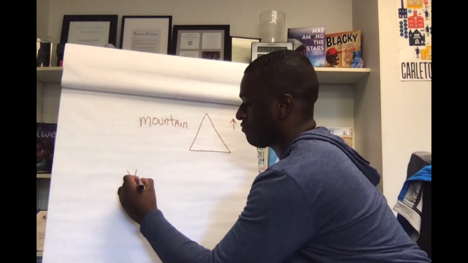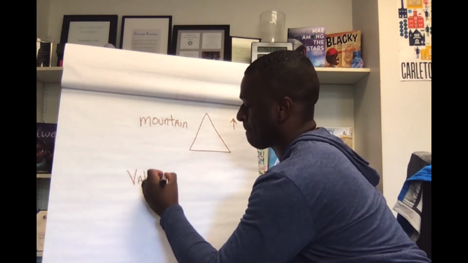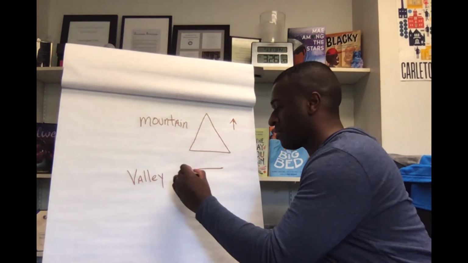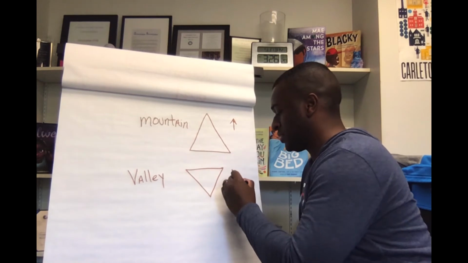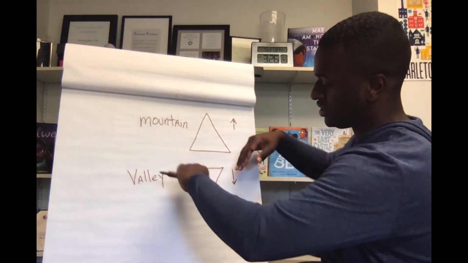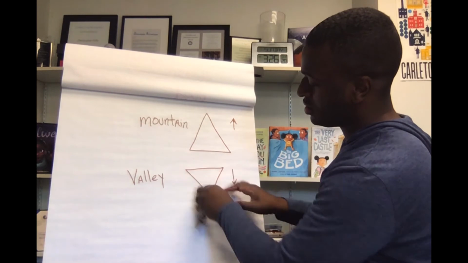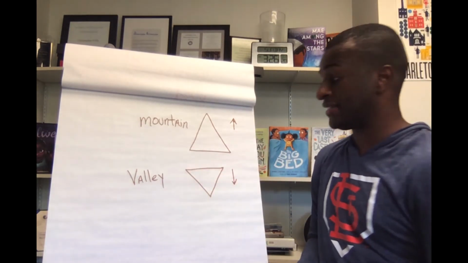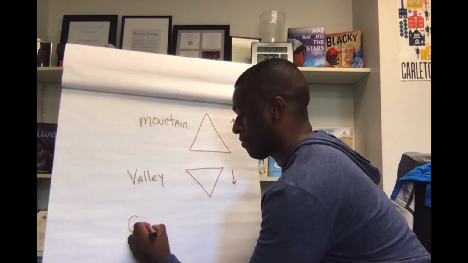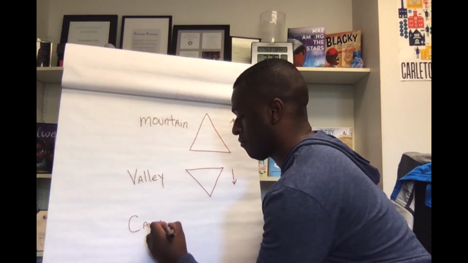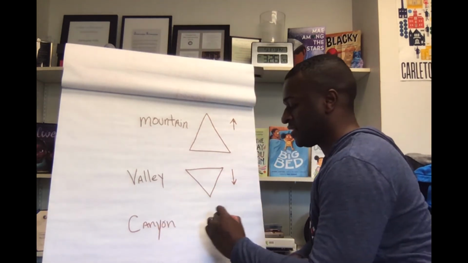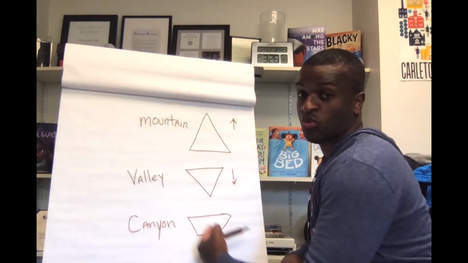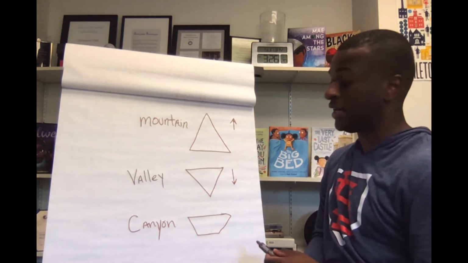Another type of landform that we have is a valley. A valley is kind of the opposite of a mountain. A valley points down. And when you see it, you'll see that there are times when there's mountains on the side here, and the valley is at the bottom of the mountain. Another one is a canyon. A canyon kind of looks like an upside down trapezoid, flat at the bottom and then goes wide at the top. It also points down.